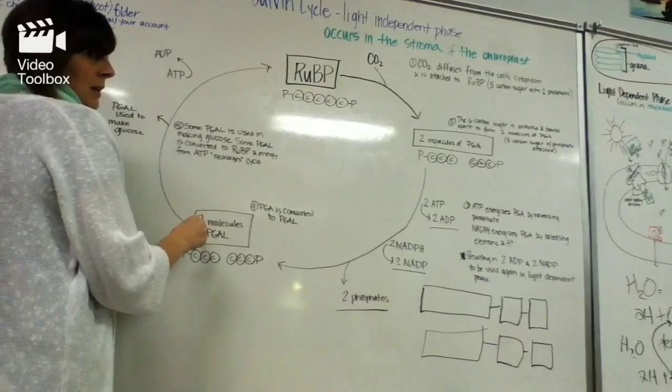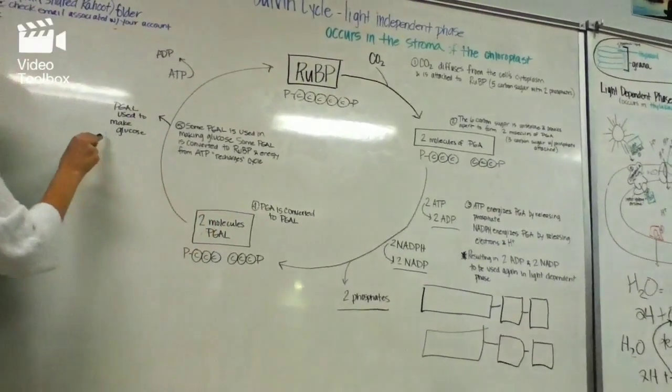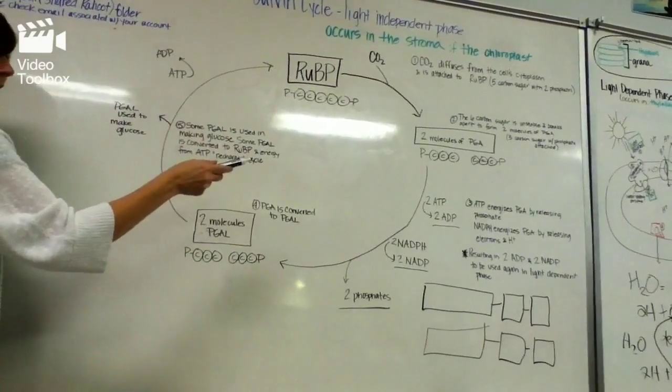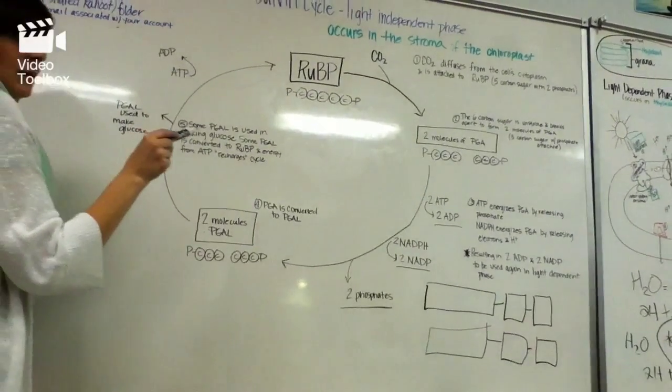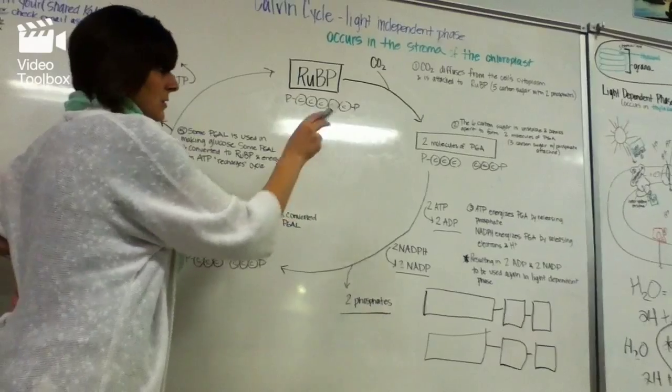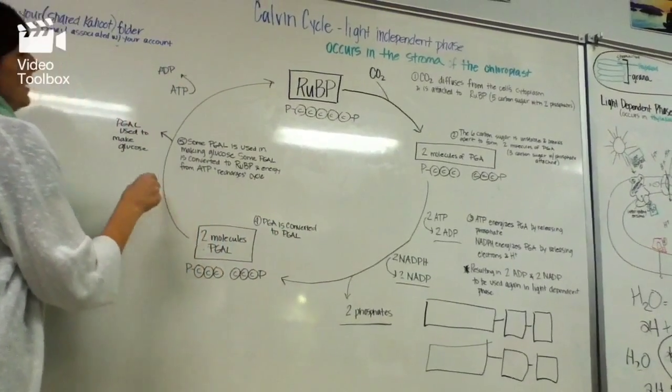What's PGA like? It's used to make glucose. Energy is added to it? Just energy. So what makes PGAL is the energy that's released? The energy, yes. It turns the PGA into PGAL.